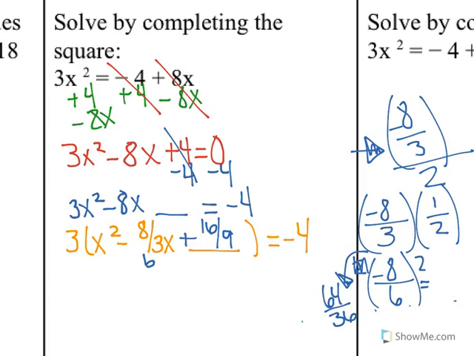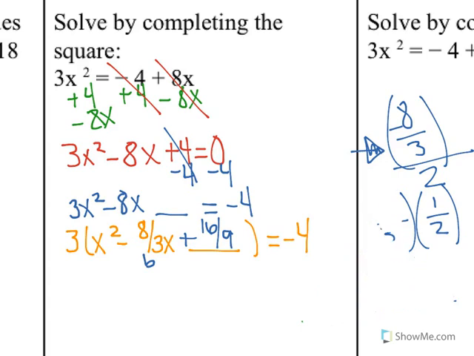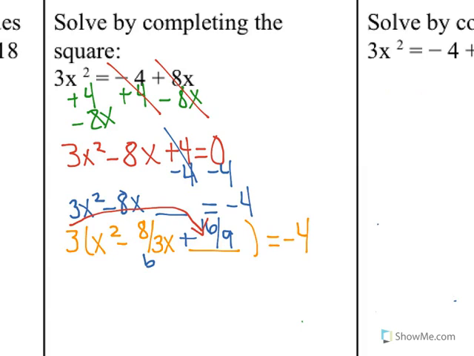Now if we add 16 over 9 to the left side, we need to also do it to the right side. However, we didn't actually add 16 over 9. We added 16 over 9 times 3 because of this 3 out front. We need to multiply that back in. So 3 times 16 over 9 is actually 16 over 3. So we're going to add that into that side.